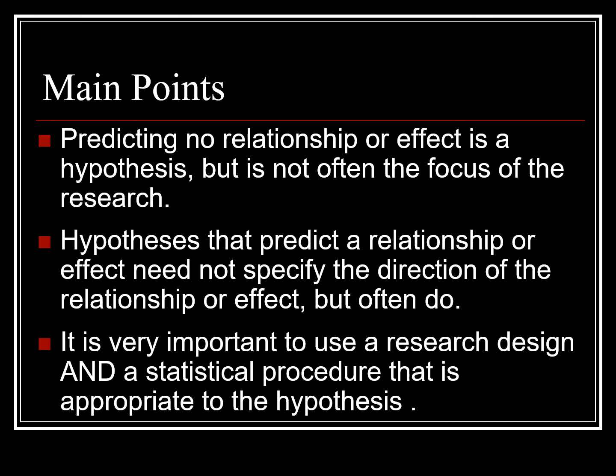So the main points: predicting no relationship or effect is a hypothesis, but it's often not the focus of research, and it's often not directly stated, but it's worthwhile asking yourself with each hypothesis, what is the null? It's a way to test to see if that hypothesis is a clean, clear hypothesis that's supportable or rejectable. Hypotheses that predict a relationship or effect need not specify the direction of the relationship, but often do, based on past theory and in an effort to create more power.